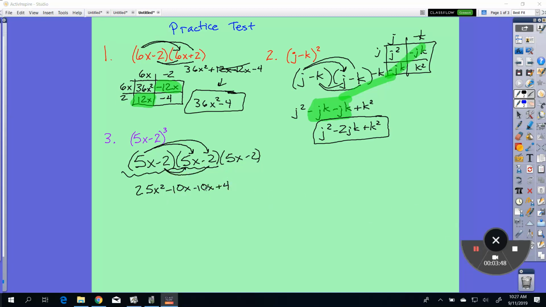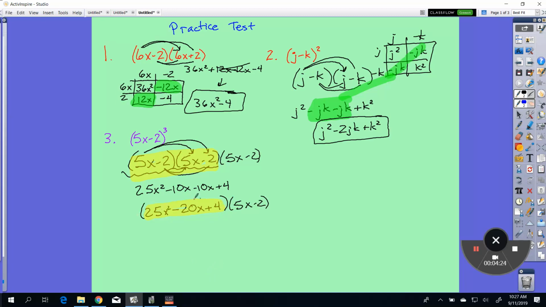So now combine the middle two terms. That's going to make negative 20x. And then we have the 25x squared and the plus 4. So that's multiplying the first two together. So we've just multiplied those two together. So that's that answer. Now we've got to multiply the third piece in. So the 5x minus 2 has to get multiplied in.